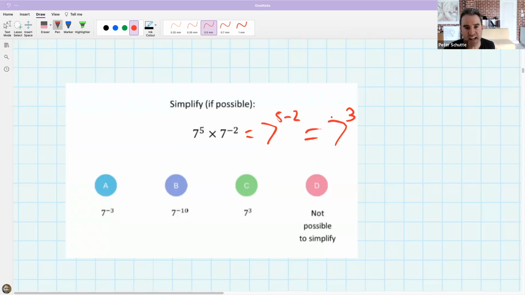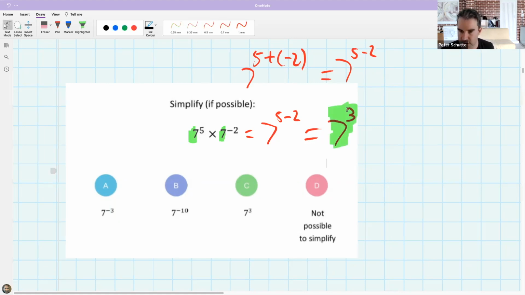The main thing that I liked, Craig, was you noticed the bases were the same, which basically meant you had to add the powers. So I suppose I could have written it like this, 5 plus minus 2. But plus minus 2 is the same as writing 7 to the power of 5 minus 2. And so the correct answer should be 7 to the 3. Thanks, Craig. All right. And so the correct answer for this should be C.